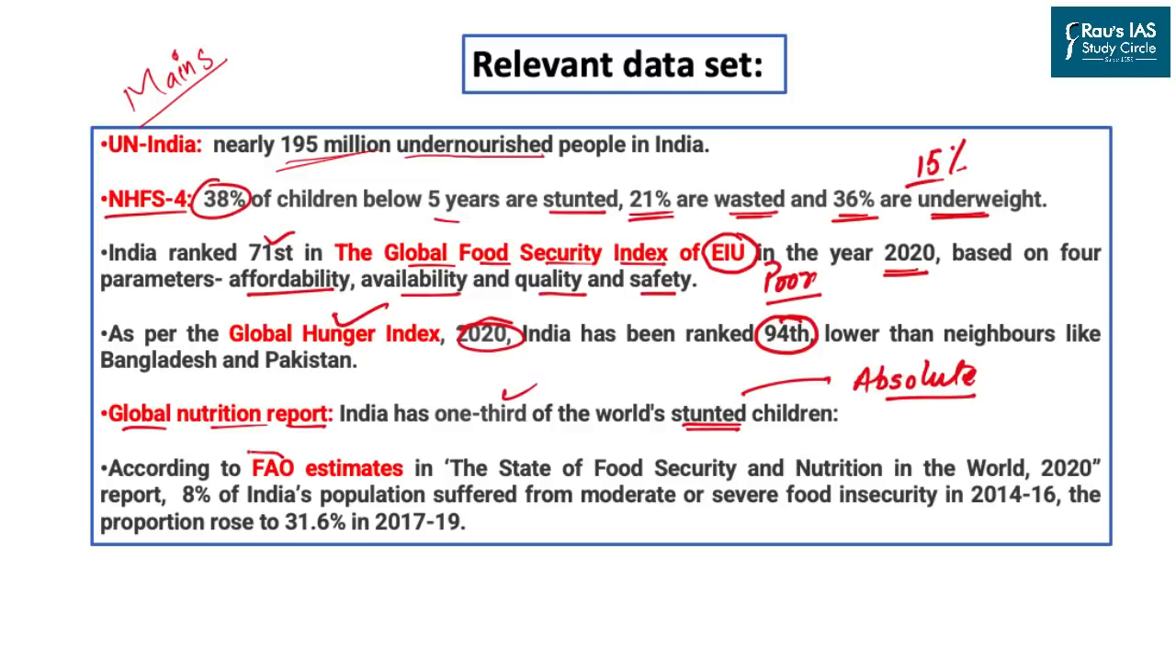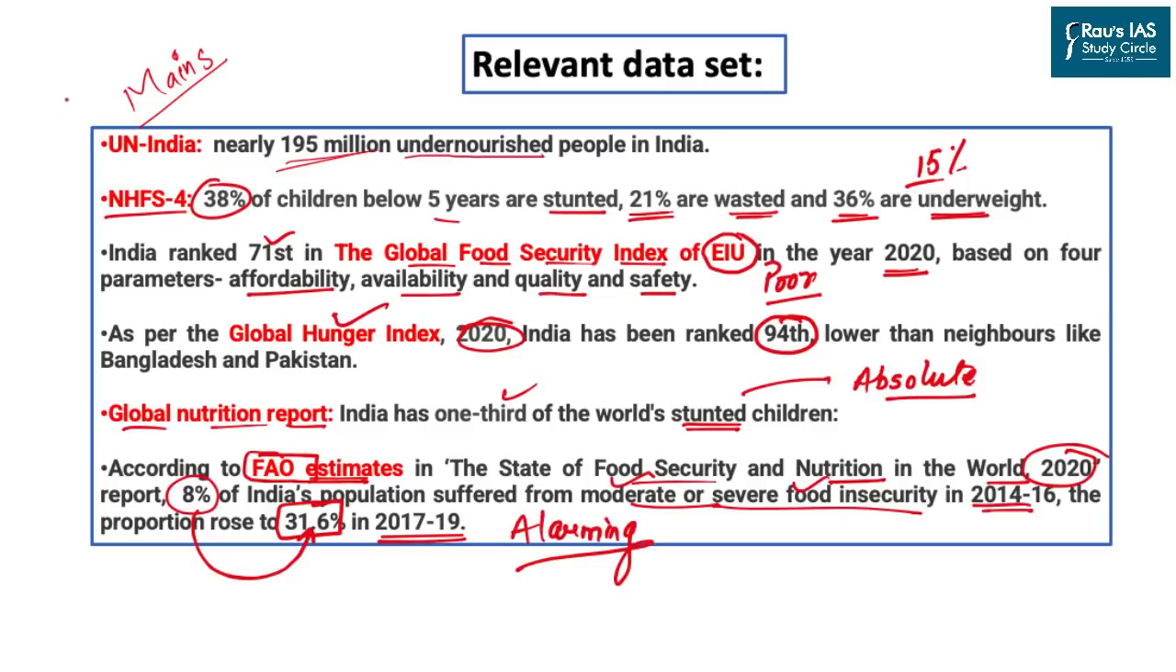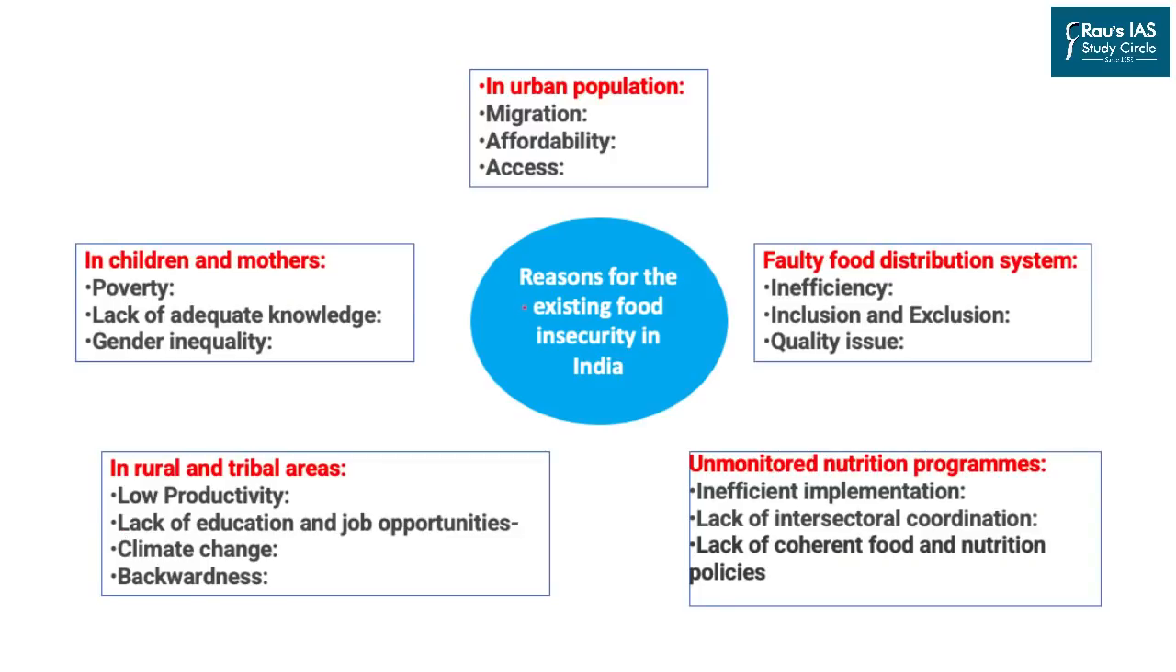And lastly, as per the Food and Agriculture Organization estimates, the State of Food Security and Nutrition in the World report 2020, about 8% of India's population suffered from moderate to severe food insecurity in 2014 to 16. However, this 8% has now risen to 31.6% in 2017 to 19, which is a very alarming situation. So, all these data could be categorized and used in your Mains answer writing and in fact in your essay paper. Now let us look into the reasons behind existing food insecurity in India.